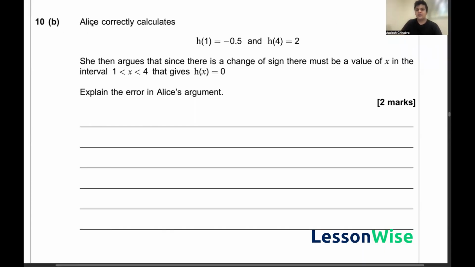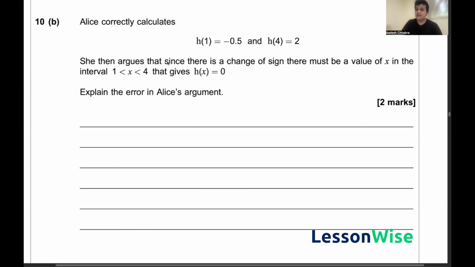So in question 10b, Alice correctly calculates that h of 1 is equal to minus half and h of 4 is equal to 2. And she then argues that since there is a change of sign, there must be a value of x within the interval of 1 to 4 that gives h of x is equal to 0. Now, we've been asked to explain the error in Alice's argument.